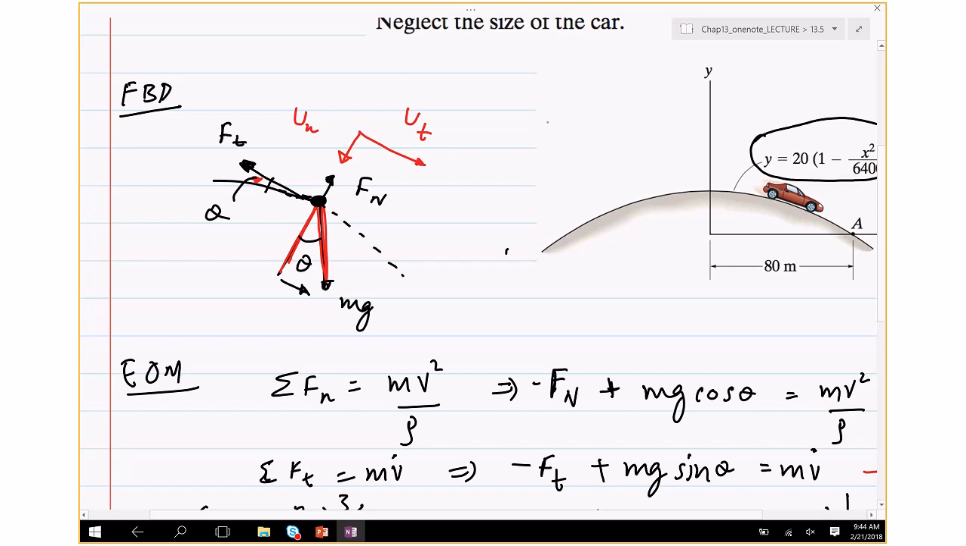So this is Ft, this is Fn, this is mg. Be sure that this is theta, right? What's this angle? Well, this is 90 degrees, so this has to be theta, right? Because this is 90 minus theta.